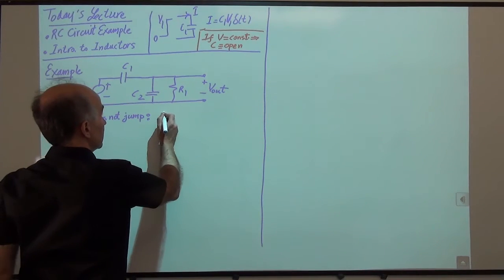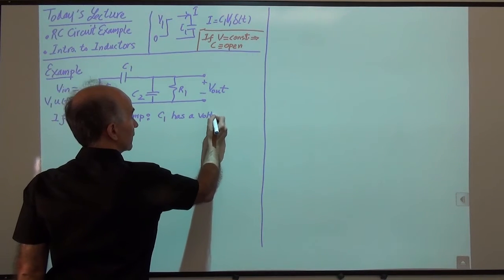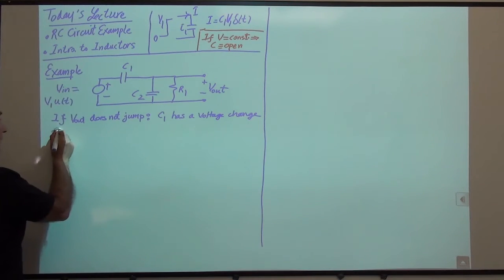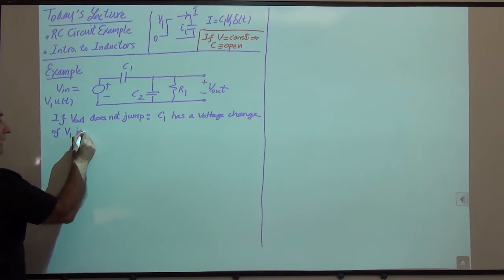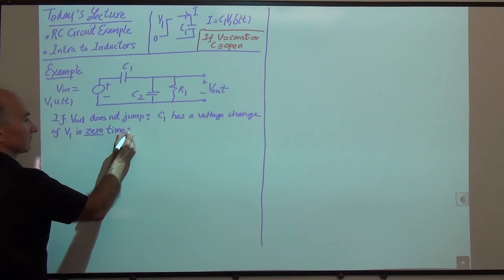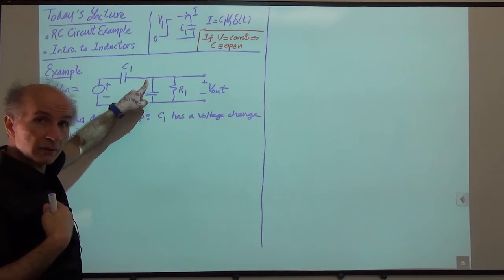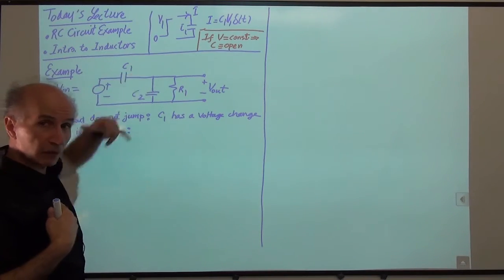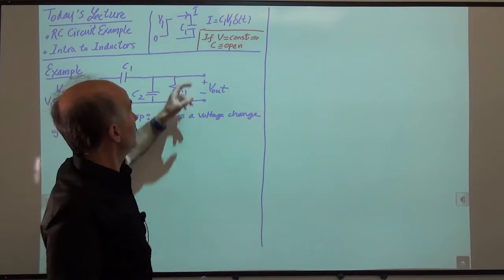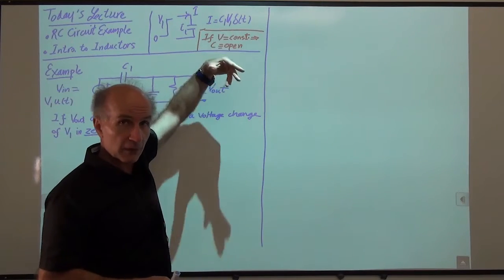So we say C1 has a voltage change of V1 in 0 time. Okay, that's the key. Why? Because the input jumped. This hasn't jumped, that's our assumption. So the voltage on this capacitor jumps by an amount of V1. If the voltage on the capacitor jumps, what happens? Well, if the voltage on the capacitor jumps, the current through the capacitor has to have an impulse in it, right? That's what we saw last time.